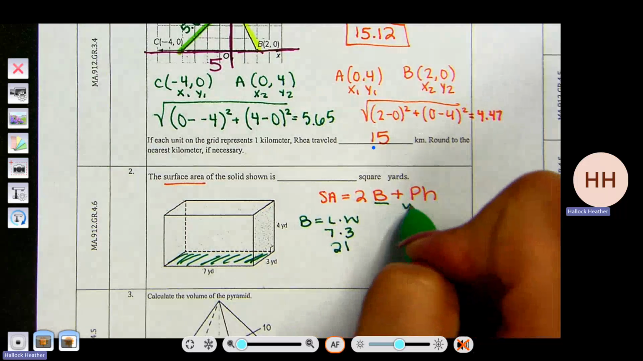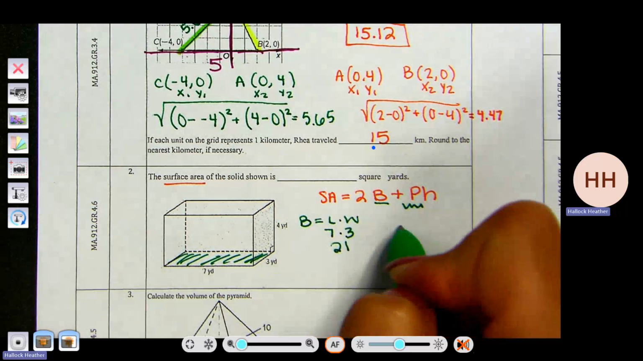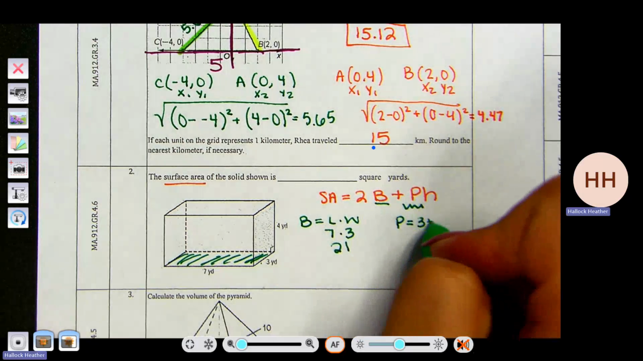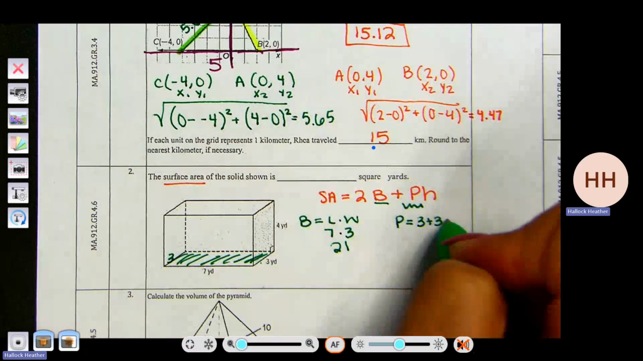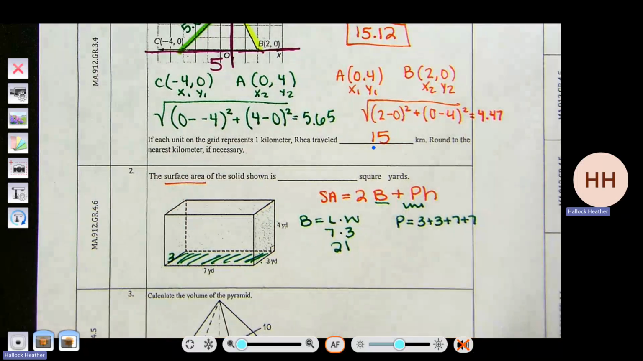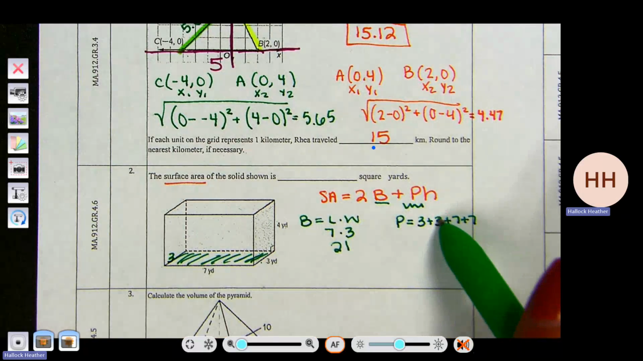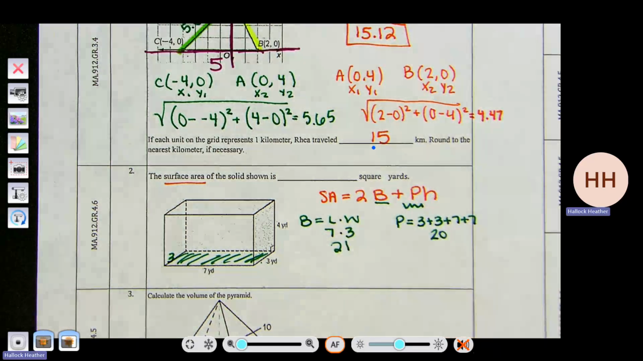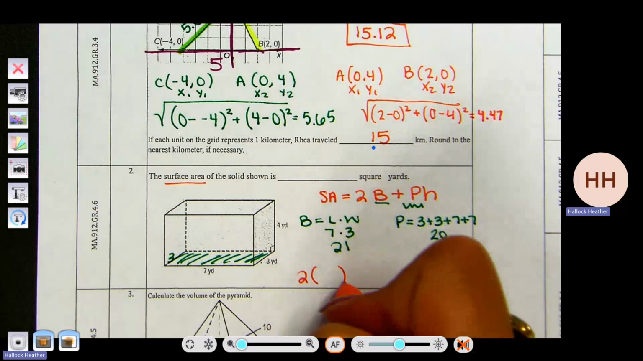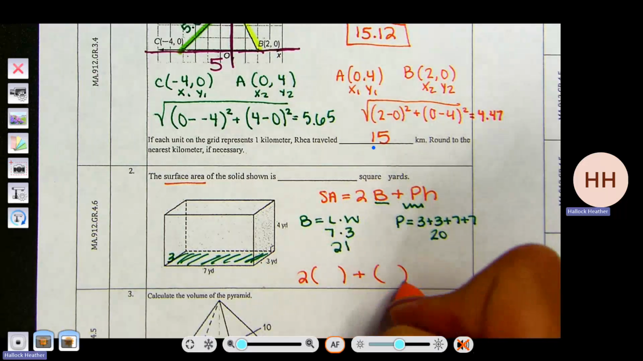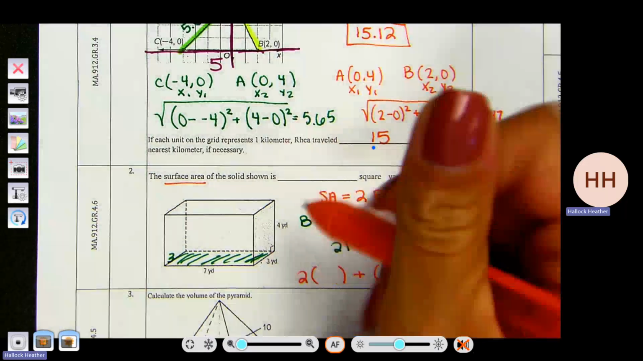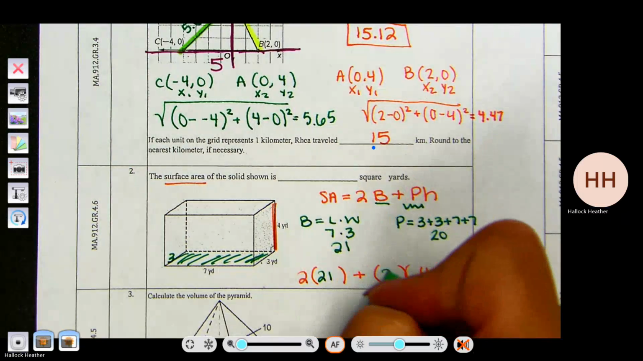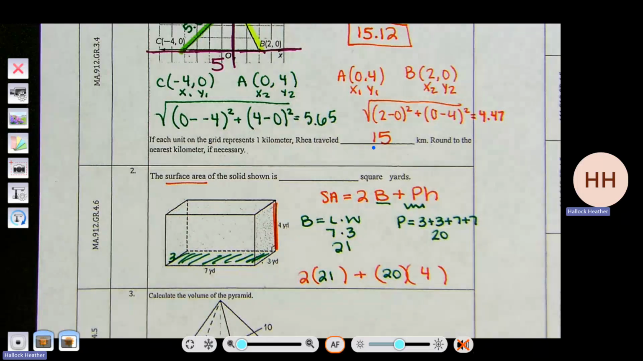And then we're going to find P. P is the perimeter of the base. So I have 3 plus 3, because there's two 3s, plus 7 plus 7, because there's two 7s. So 7 plus 7 is 14, 15, 16, 17, 18, 19, 20. So 20. So we're going to plug it in. We have 2 multiplied by big B plus perimeter times height. My height is 4. It's the last number I have not used. So big B is 21, perimeter is 20. So I'm typing this into Desmos.